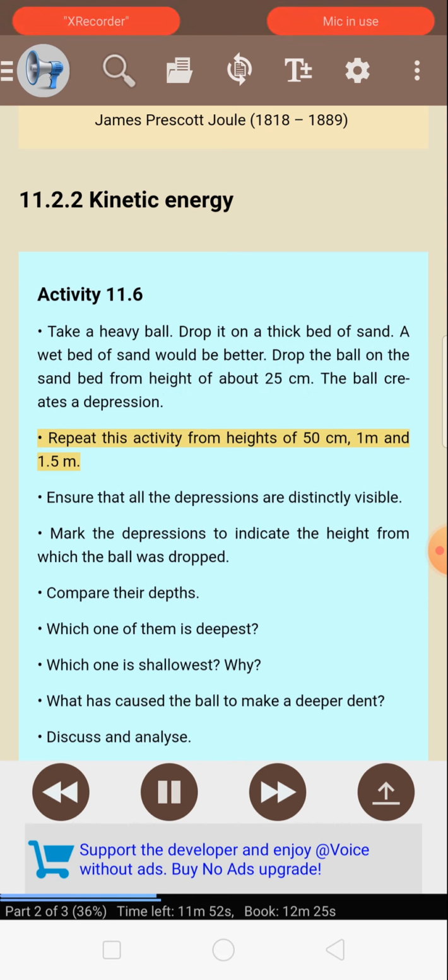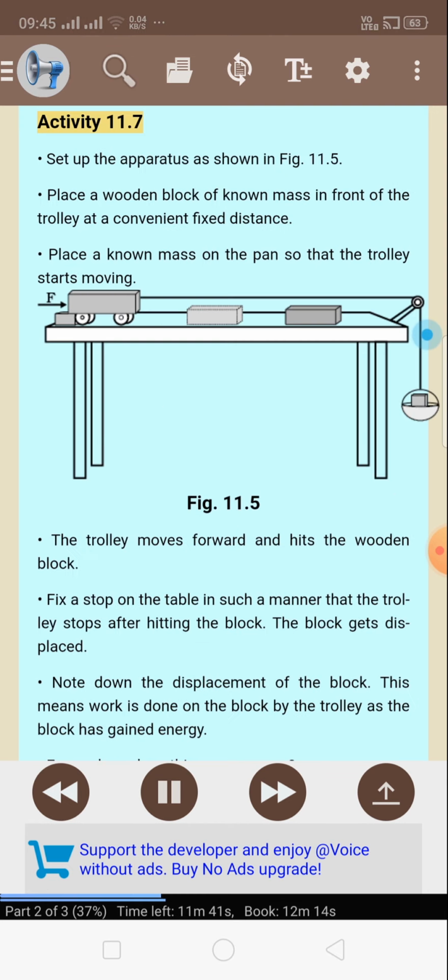Mark the depressions to indicate the height from which the ball was dropped. Compare the depths. Which one of them is deepest? Which one is shallowest? Why? What has caused the ball to make a deeper dent? Discuss and analyze.